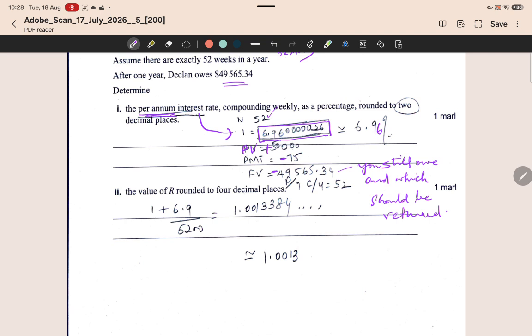Find the value of R rounded to 4 decimal places. Now we have the interest per annum as 6.96, and so the value of R rounded to 4 decimal places would be 1 plus R is 1 plus R over P times 100, which will be 1 plus 6.96 over 5200, and that approximately gives you 1.00133384, and correct to 4 decimal places is approximately 1.0013.